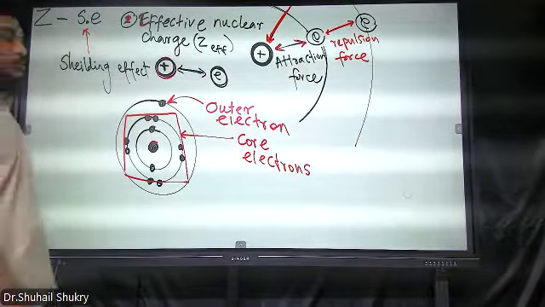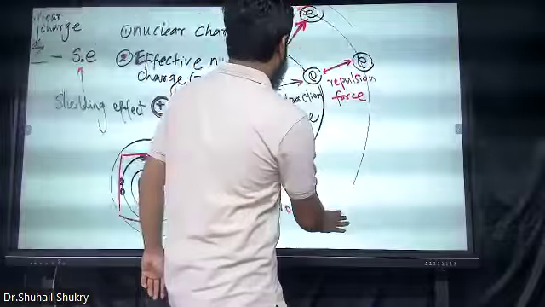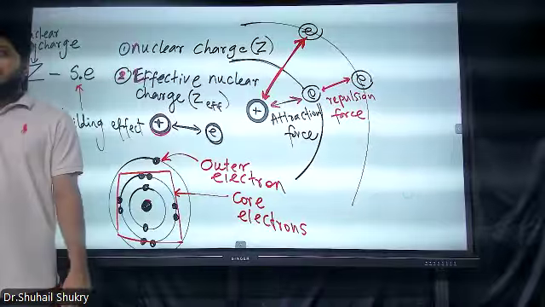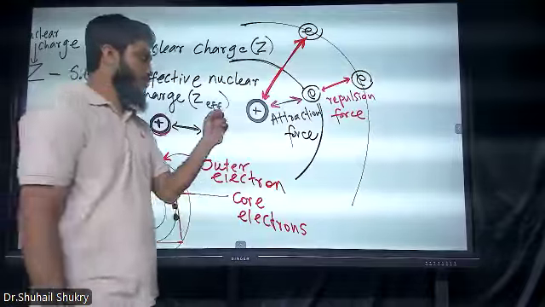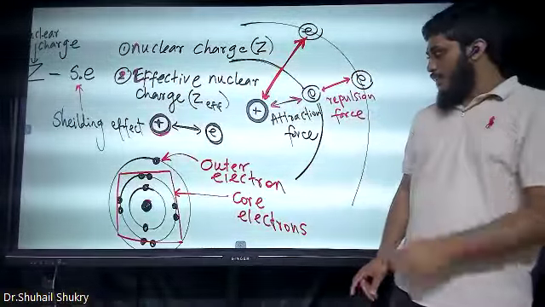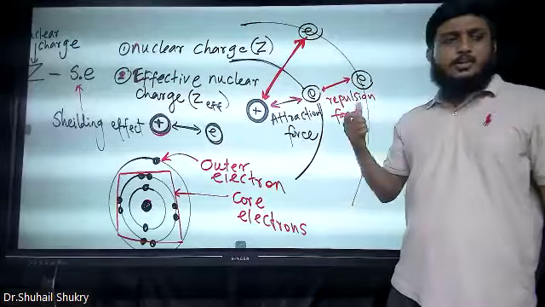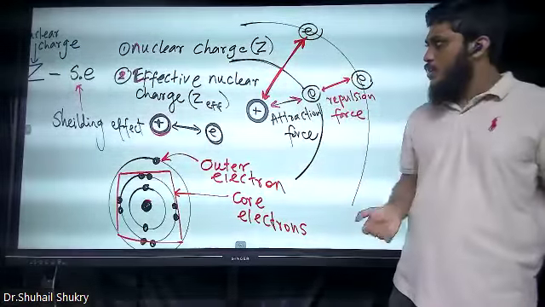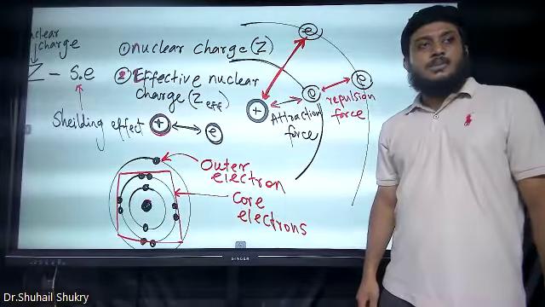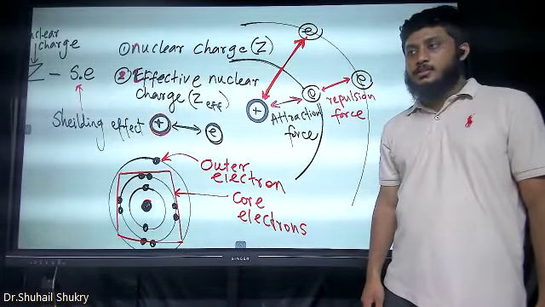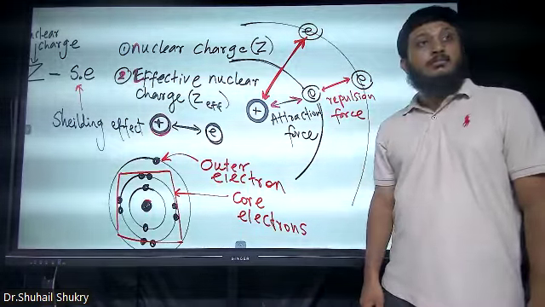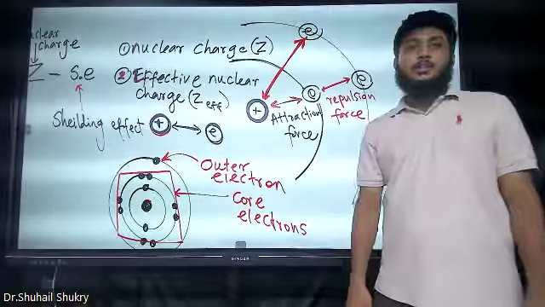Right. Now these things are okay. What is an outer electron? What are core electrons? Those are okay. And the other thing is the attraction force and the repulsion force, right? So what do you think when going down the group? What might happen to the shielding effect? It will decrease or increase.